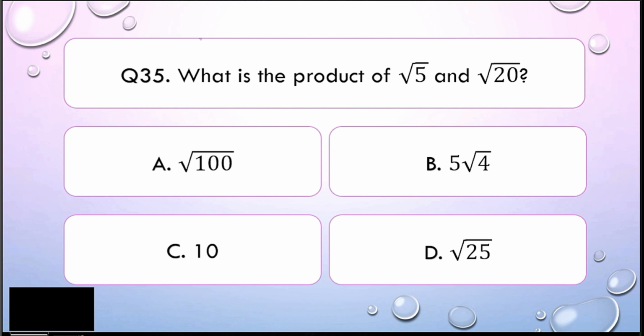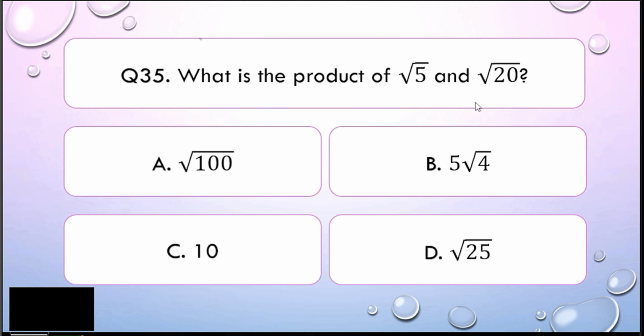Alright, my dear math learners, in the topic multiplication of radicals, what you need to do is basically multiply them as long as they have the same index. As you can see here, both of them are in the square root, so they have the same index of 2, right? So you can multiply them directly.